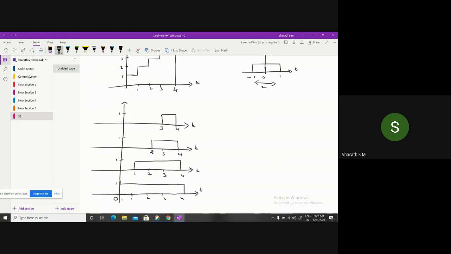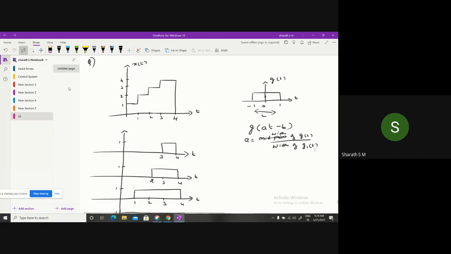So for that, we come across one more equation. Write down the general equation for that: g of at minus b, where a is equal to the width of g of t divided by the width of g1 of t.